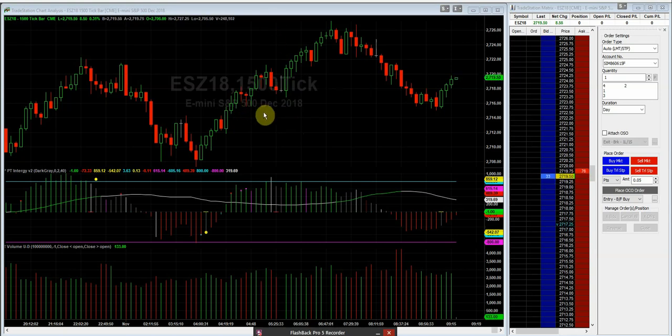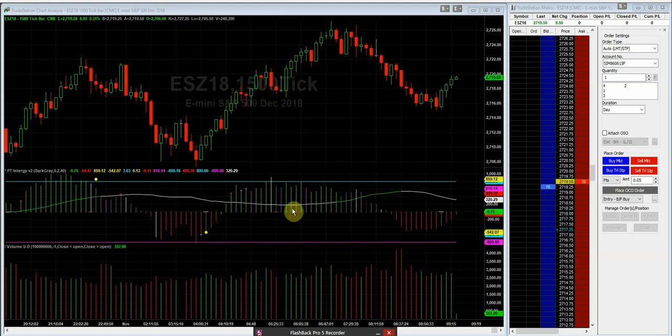Okay, this is the screen that we're going to be using to trade the S&P E-mini off today. We're going to be using the 1500 tick bar chart, and we're only going to be using price, the price bars here, and volume. Now this is the volume down here, and this is the process trading proxy for volume.